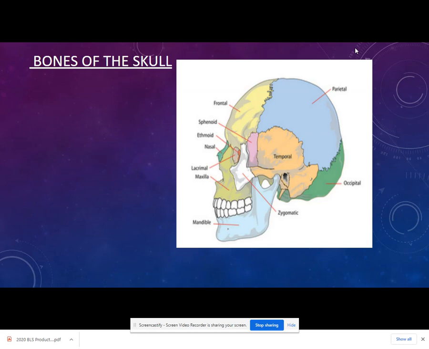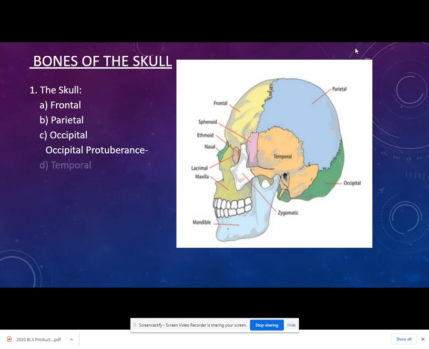When we want to talk about the bones of the skull, we're going to look at first the frontal bone, meaning like your forehead. And then we have our parietal, which is the main part of the side of our cranium. There's one on each side. The occipital, which is in the back. And the occipital protuberance is basically that bump right at the base of your skull. Then we have our temporal bone, which is right where our temple is. And then our zygomatic arch, which is basically our cheekbone.